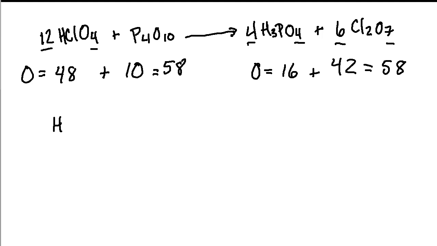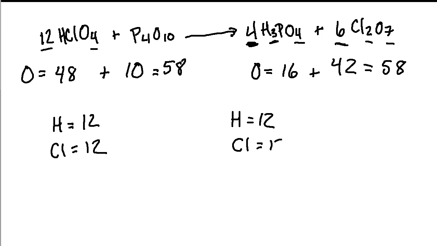We just did the oxygen, but let's check the others just in case, right? Maybe we made an error somewhere. So we've got 12 hydrogens on the left, and on the right I've got 4 times 3, so I have 12 hydrogens on the right. Chlorines, I've got 12 chlorines on the left, and then on the right I have 6 here times 2. I have 12 chlorines on the right.